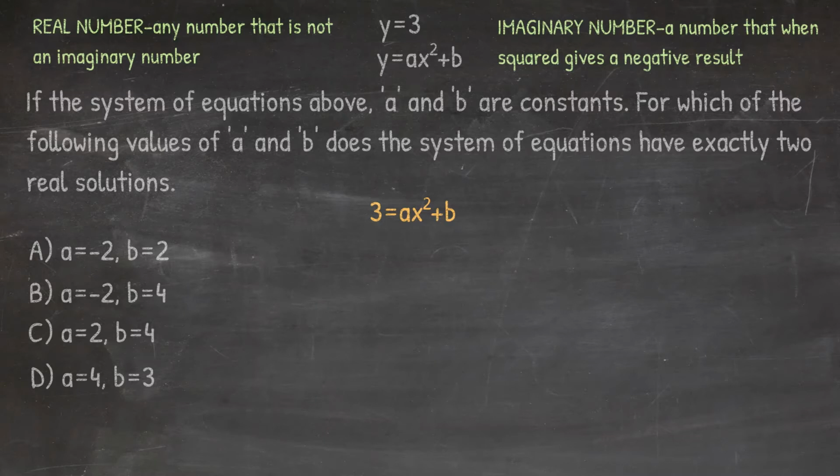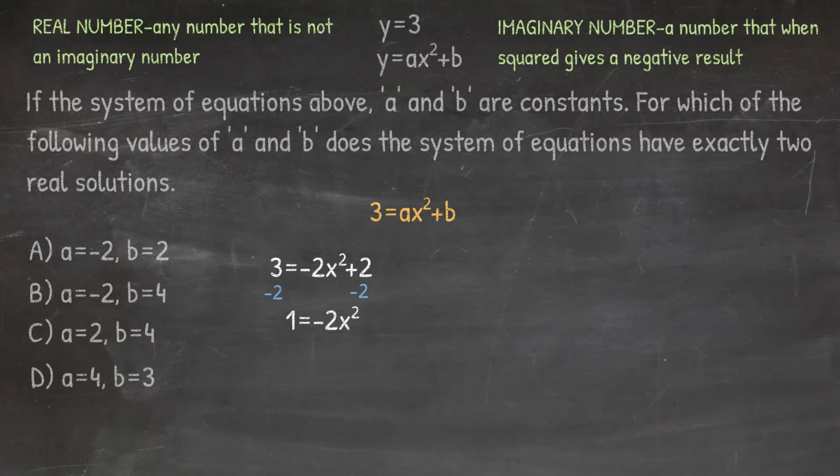Let's evaluate answer choice A, with a being -2 and b equaling 2. What we have is 3 equals, in place of a, -2x squared plus, in place of b, 2. To isolate x squared, the one that we're interested in, we would need to reverse the addition of 2. So let's subtract 2 from both sides. And what we get as a result is -2x squared on the right-hand side equals 1, which is the result of 3 minus 2.